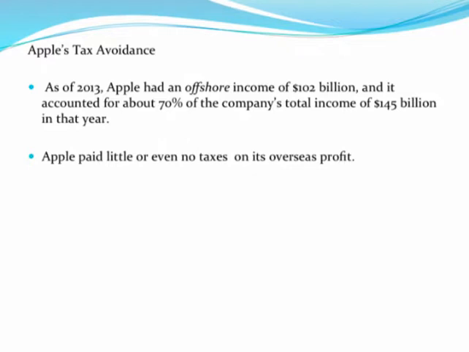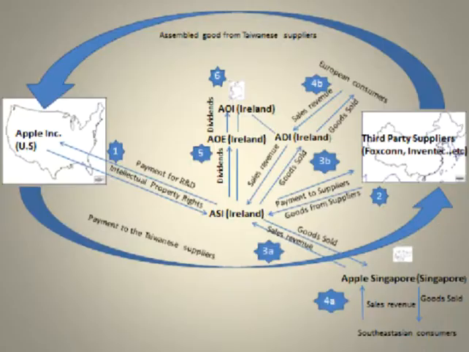So what does Apple do with all the profits? In 2013, Apple's total income was $145 billion, but 70% of that money was offshore, not brought back to the country, and Apple paid little or no taxes on that profit. So how does Apple do it?